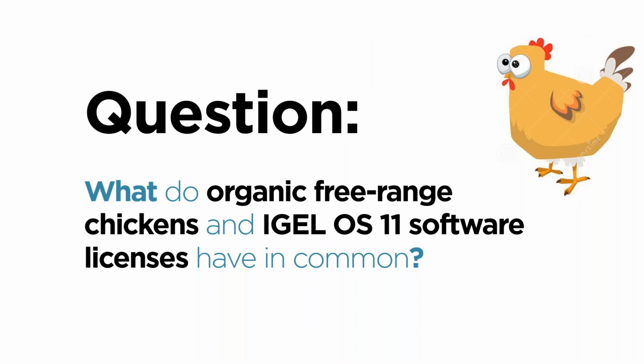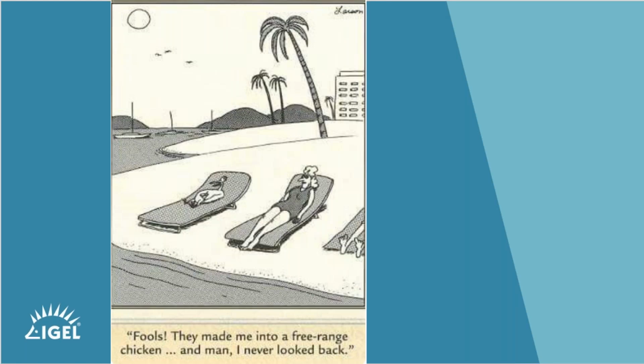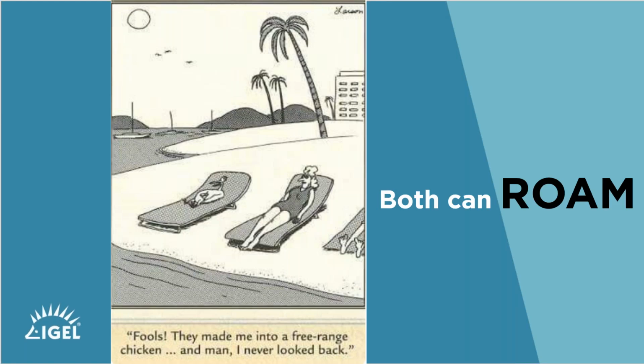I've already given a hint on this, so the question is, little pop quiz: what does an organic free-range chicken and IGEL OS 11 software have in common? I'll give you a few seconds to mull that over. I don't know. Well, the answer is they can both roam. Just like this free-range chicken on the beach in some exotic location, he can roam, as can our licenses. And this is really important.